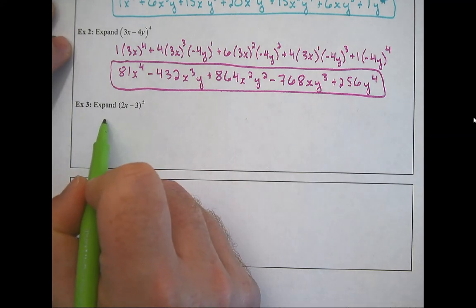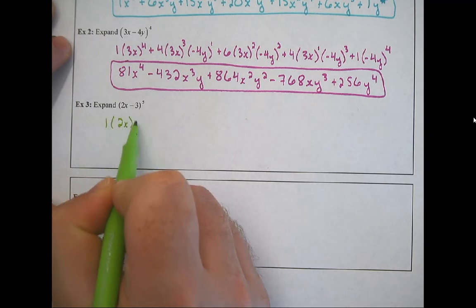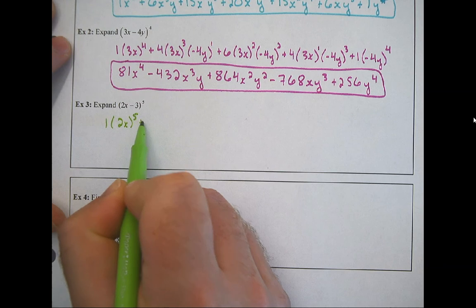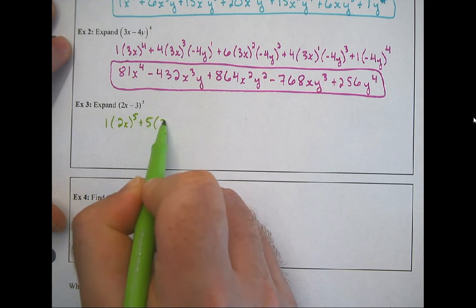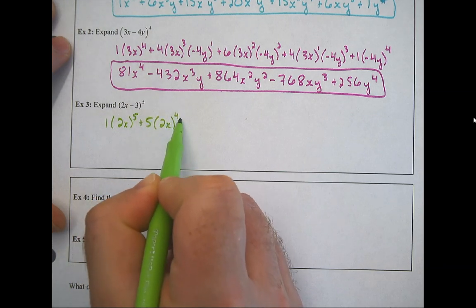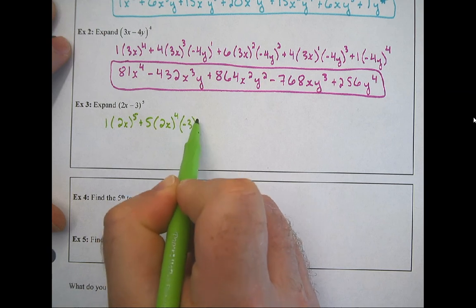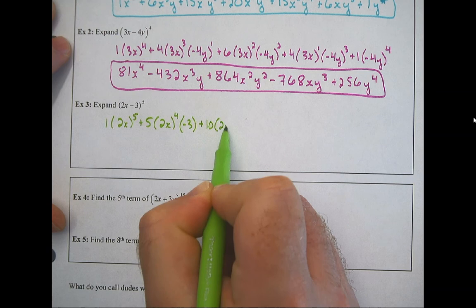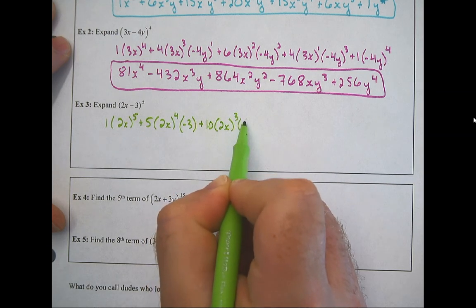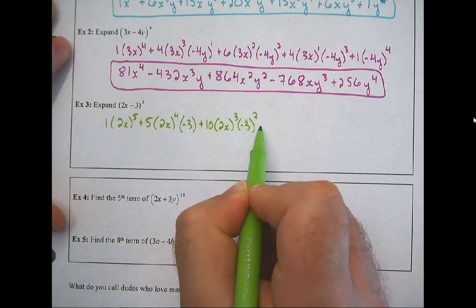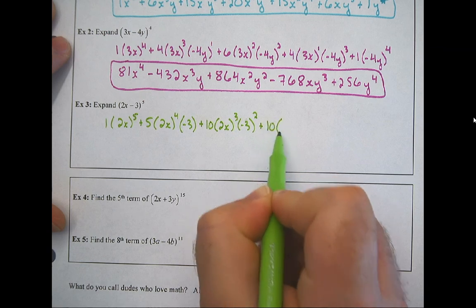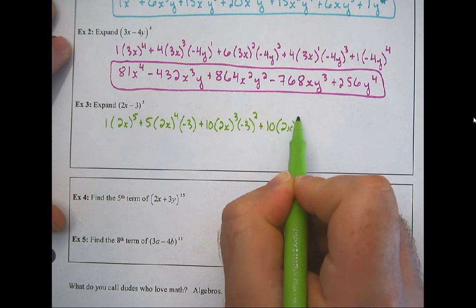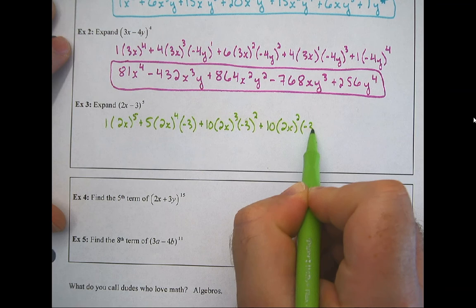So my first coefficient is 1, and that means I have 2x to the fifth. Plus my next coefficient is 5. 2x goes down to 4. The negative 3 goes up to 1. Plus 10. 2x goes down to 3. The negative 3 goes up to 2. Plus another 10. The 2x goes down to 2. The negative 3 goes up to 3.